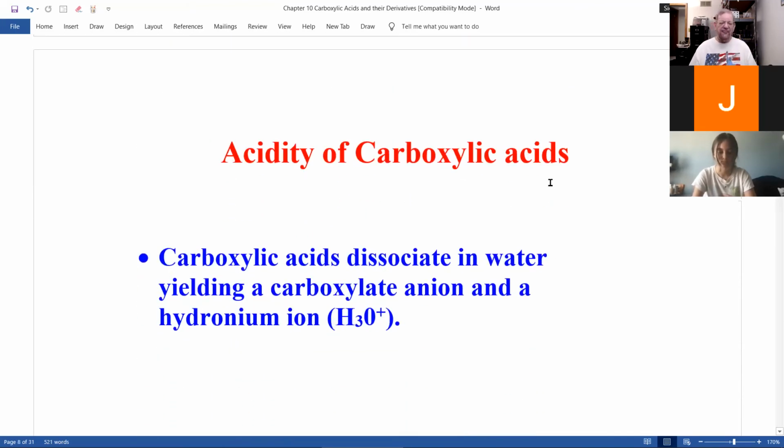All right, now, why are they called carboxylic acids? They're called carboxylic acids because they dissociate. I'll show you in the next slide the reaction in water, yielding a carboxylate anion. And in water, you get the H plus reacting with the water to give you a hydronium ion.